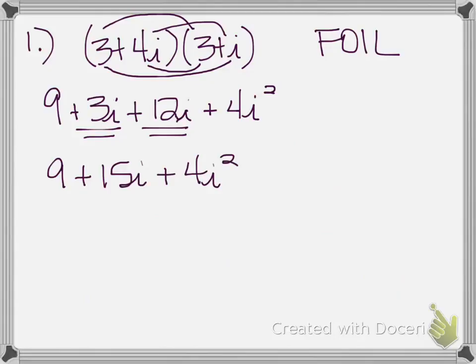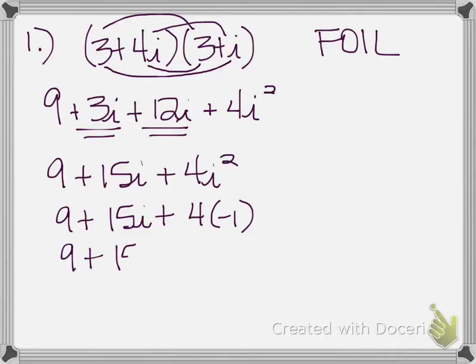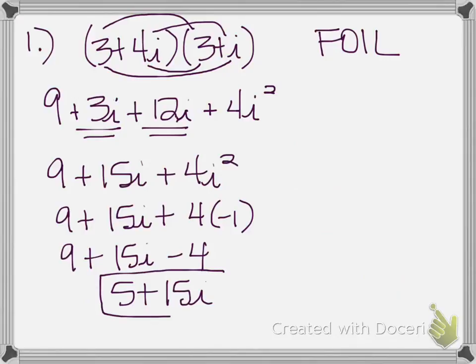Now remember what we said earlier about i squared? It's negative 1. So we're not completely done yet. So this is really 4 times negative 1. And 4 times negative 1 is negative 4. And I'm showing all my steps. You'll probably end up skipping some of these. And then I can combine my 9 and negative 4, which is 5. And now that's my final answer.